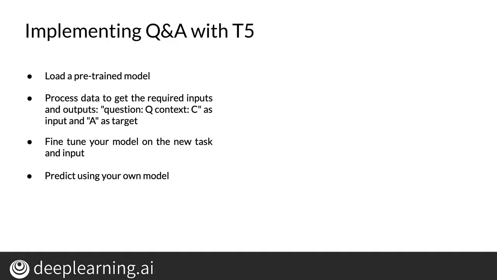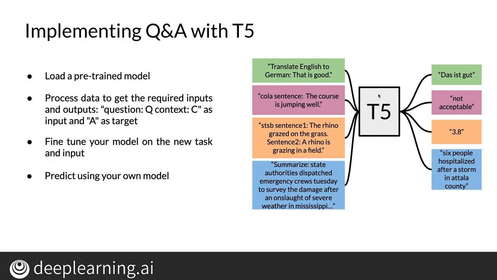So here's exactly what you'll be doing. You'll be loading in a pre-trained model, and then you're going to process your data set such that you'll have "question:" followed by the question, "context:" followed by the context as input, and "answer:" as the target. Then you will fine-tune your model on the new task and inputs, and then you'll predict using your own model. And remember, this is the T5 that you'll be working with. You have learned about the multiple training strategies used for the T5 model. In this week's programming assignment, you'll get to explore this route in even more detail.